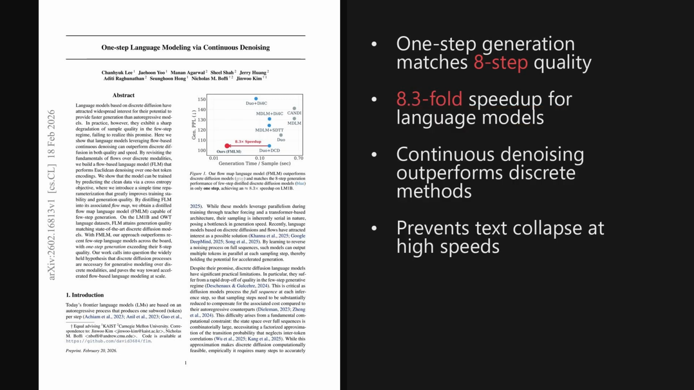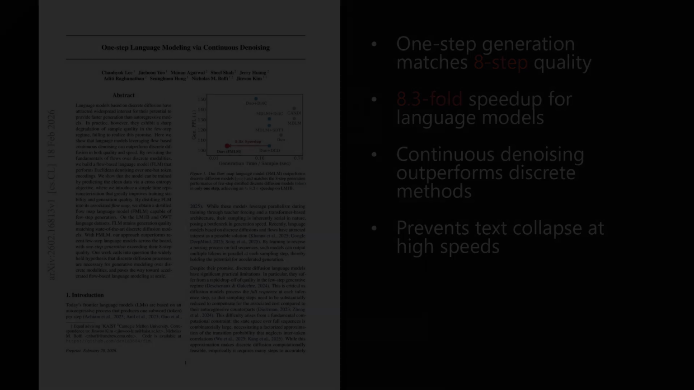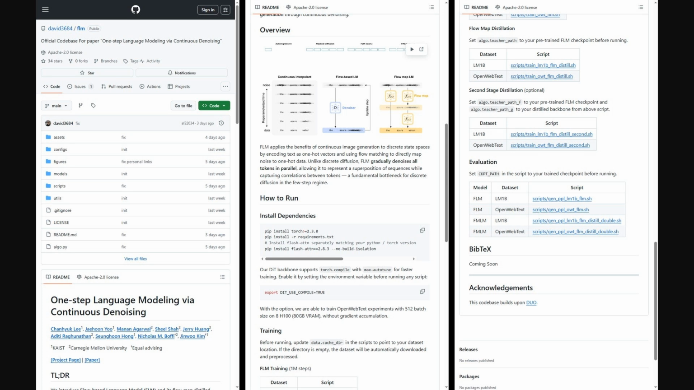I'm Alex. Today we're looking at a paper trending on X, published on February 18th, 2026, about 5 days ago. It introduces a flow-based method that achieves an 8.3 times speedup on language benchmarks, matching the quality of 8-step discrete models in just a single step. The paper is titled One-Step Language Modeling via Continuous Denoising. And as we'll see later, the results effectively challenge the long-held belief that discrete data requires discrete diffusion processes. And for those interested in the implementation, the authors have shared their code on GitHub.